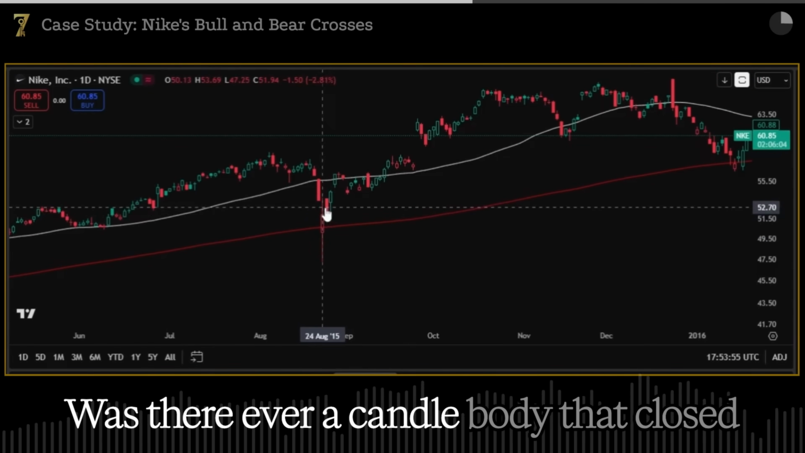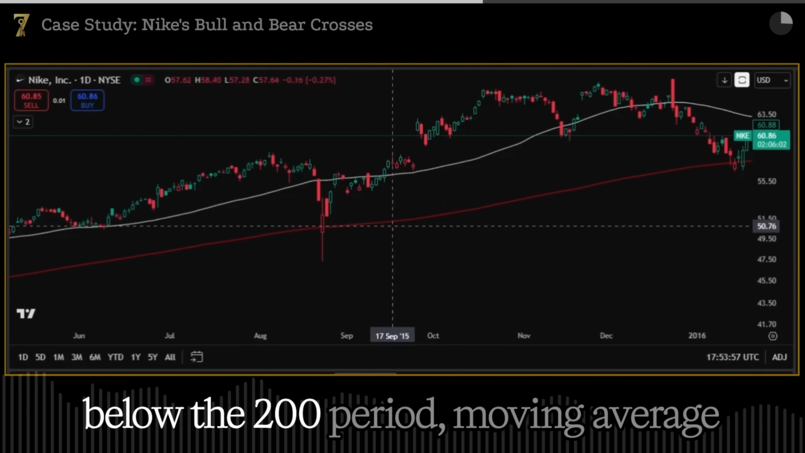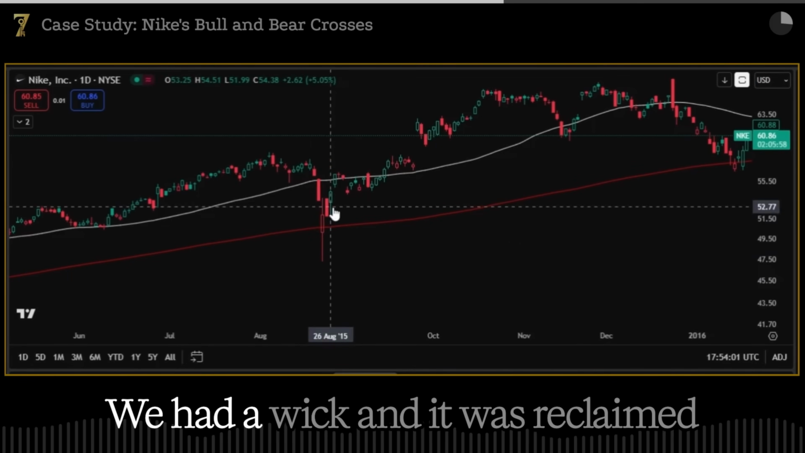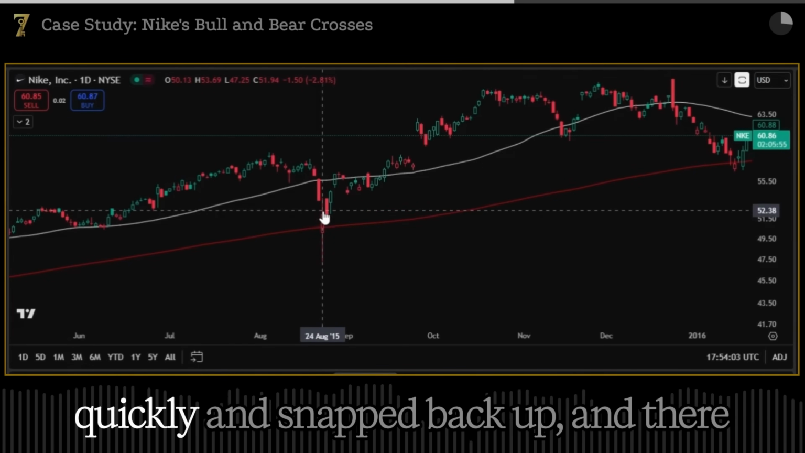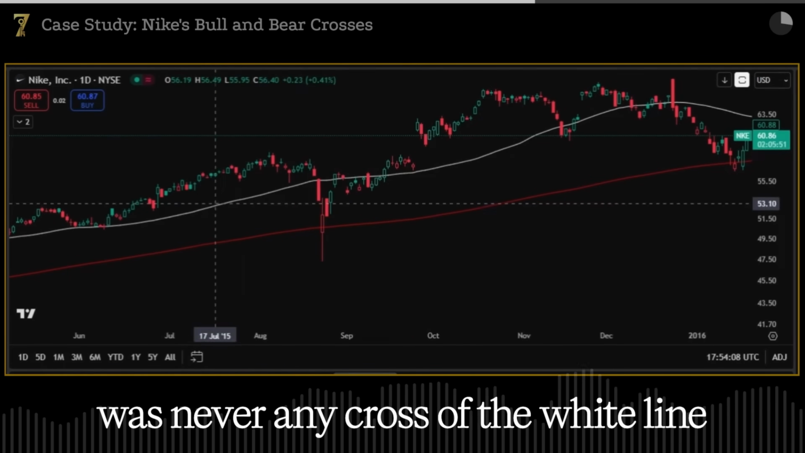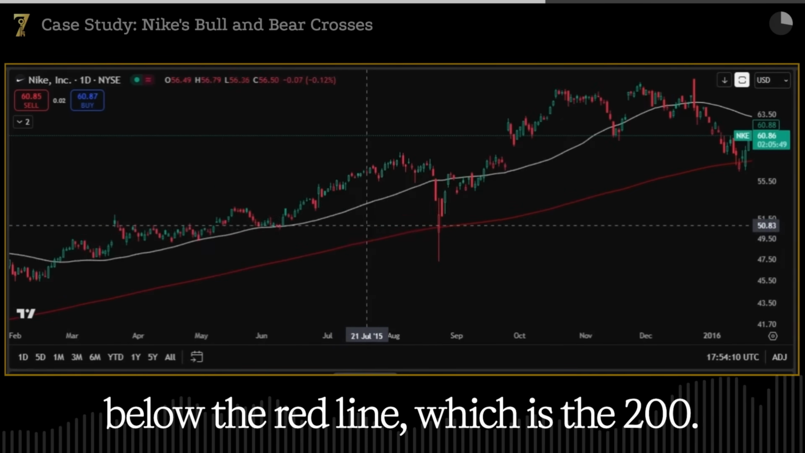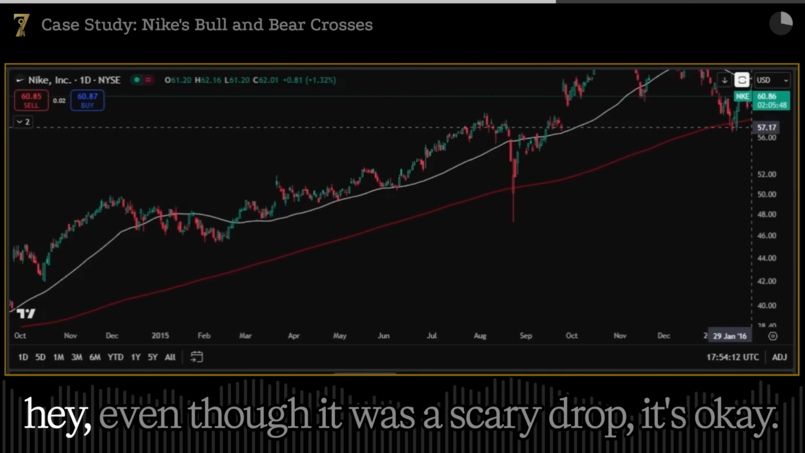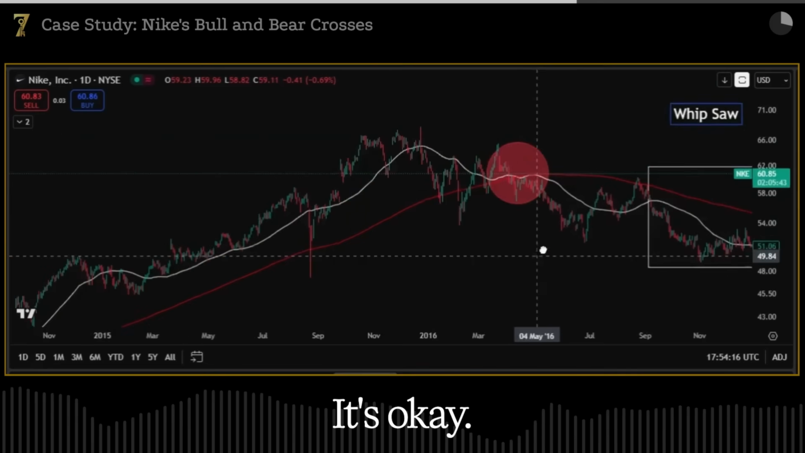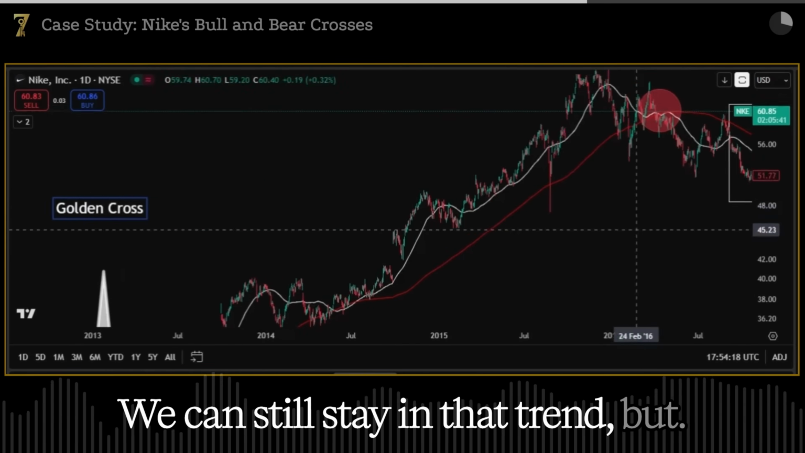Was there ever a candle body that closed below the 200 period moving average throughout this 3-year bull market? The answer is no. We had a wick and it was reclaimed quickly and snapped back up, and there was never any cross of the white line below the red line, which is the 200. So that would have been your indication that, hey, even though it was a scary drop, it's okay. We can still stay in that trend.